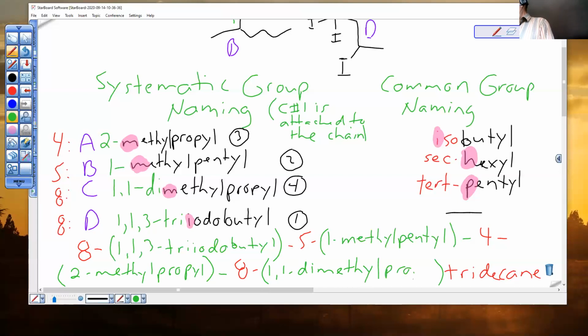Spread it out so I didn't have a big gap. I'm getting better at this. It took about 30 years. Okay. That's nice. That's the systematic name. Common name's going to take up a lot less room. I think I can squeeze it in on one line. So a reminder, this group's on 4. This group's on 5. This group's on 8. And we're going to have to use the systematic name for the iodobutyl group.